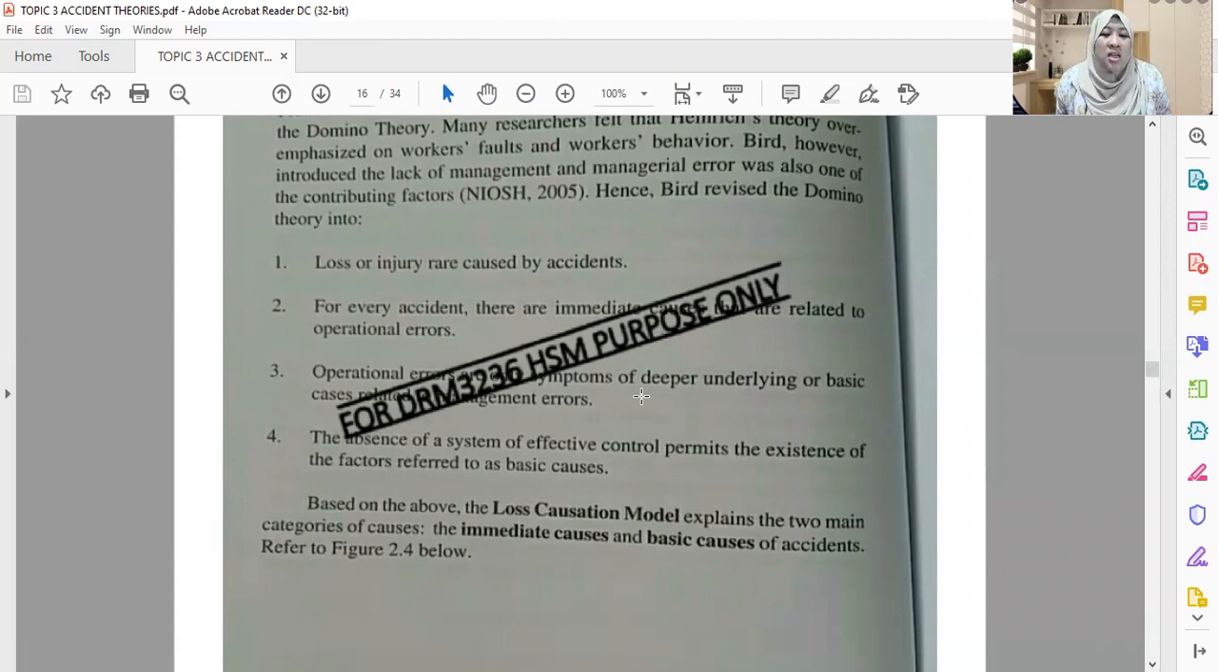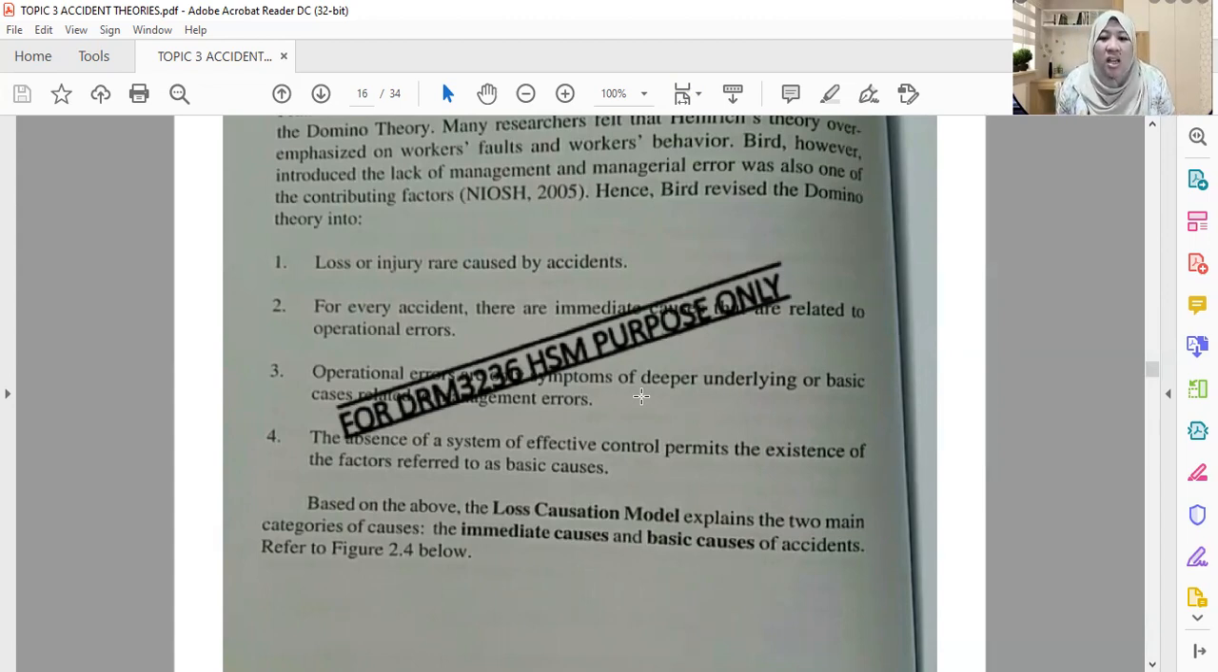So as you can see in here, number 1, loss or the injury rate is caused by the accident. Sometimes the injury is something rare, seldom happening, caused by the accidents.